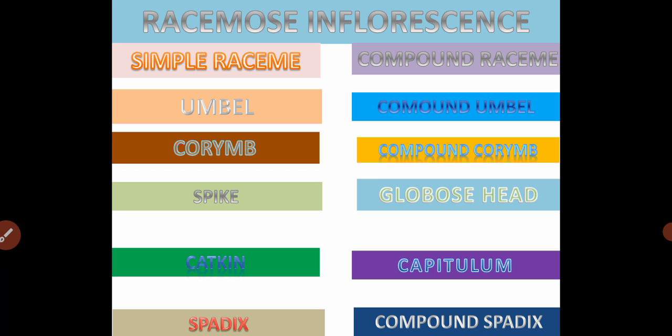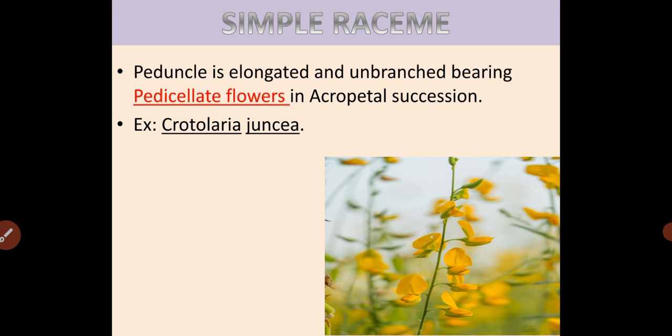Racemose inflorescence is of different types, which are as follows: simple raceme, compound raceme, umbel, compound umbel, corymb, compound corymb, spike, globose head, catkin, capitulum, spadix, compound spadix. Let us go in detail. The first one is the simple raceme.